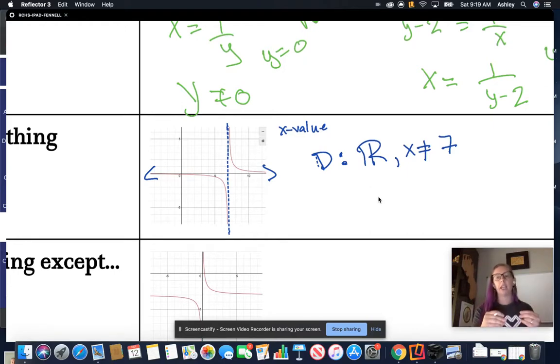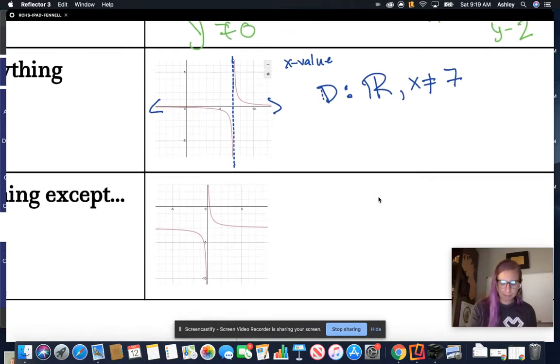So instead of saying from negative infinity to 7, and then from 7 to positive infinity, we're just going to say everything except 7. Okay, so same idea for range, but now we're going to look up and down. Same exact idea. We're going up forever. We're going down forever with only one exception. And the one exception, of course, being anywhere that breaks this function.